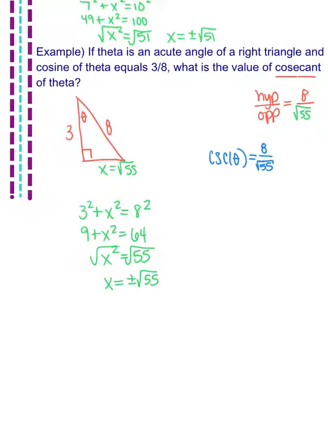But hopefully you didn't stop here. We're not allowed to have radicals in the denominator. They're not simplified. So to rationalize the denominator, I need to multiply by the square root of 55 over the square root of 55. When I do that, in my numerator I get 8 times the square root of 55. And then the square root of 55 times the square root of 55 is just 55. I should check and see if 8 and 55 can simplify at all, but they can't. So there is my final simplified answer.